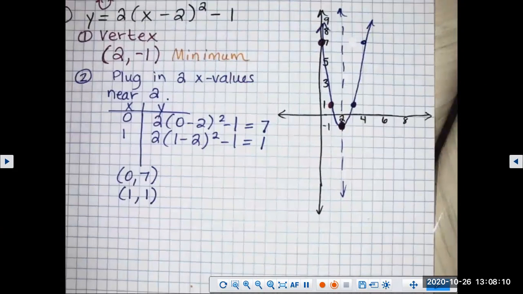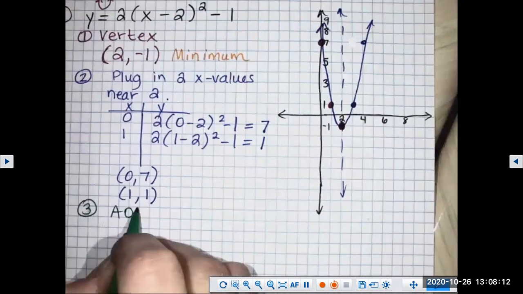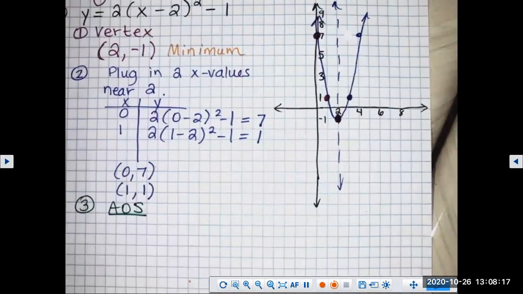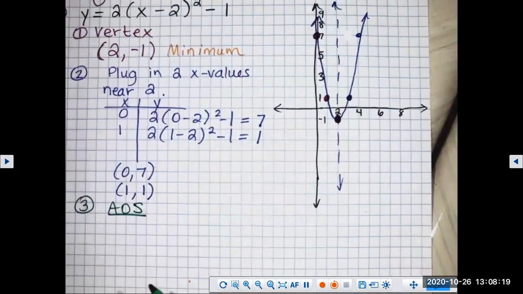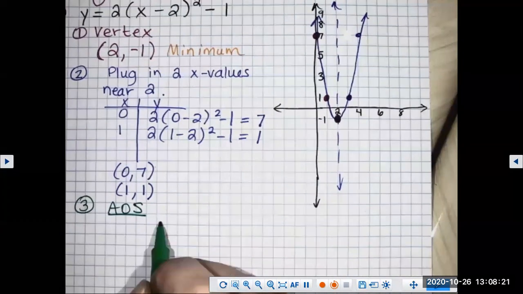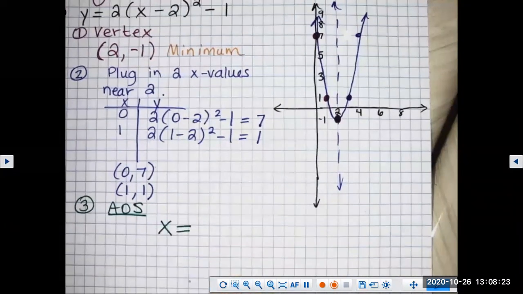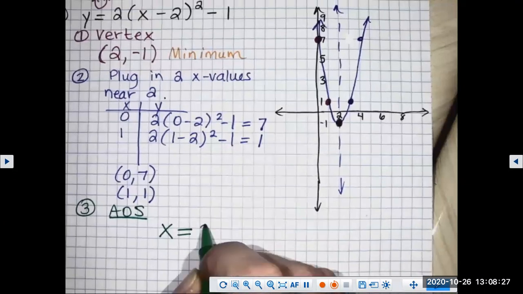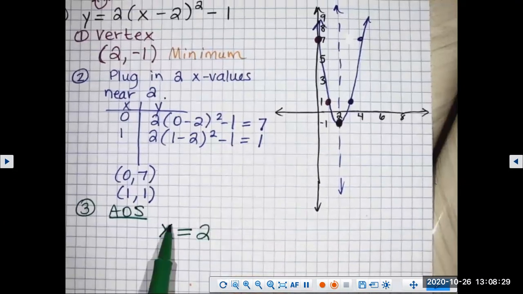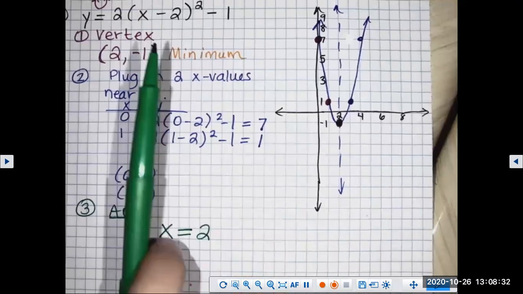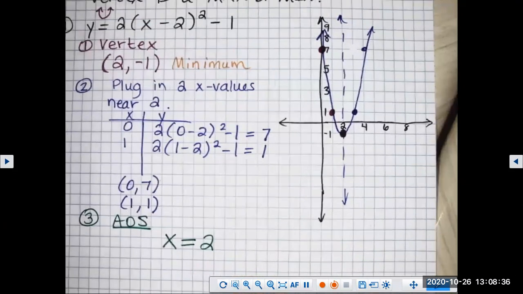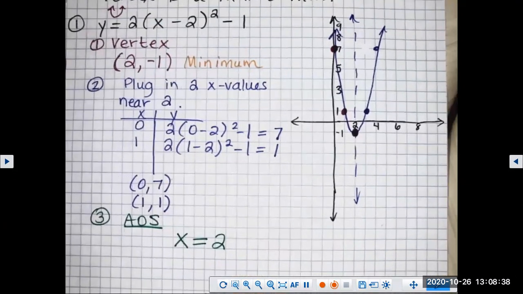Okay, what is your axis of symmetry, line of equation? How did we get it? X equals what? Good. X equals 2, positive 2. So vertex 2, negative 1, axis of symmetry 2. Okay, how do y'all feel about that? Are y'all okay with that? Kinda?